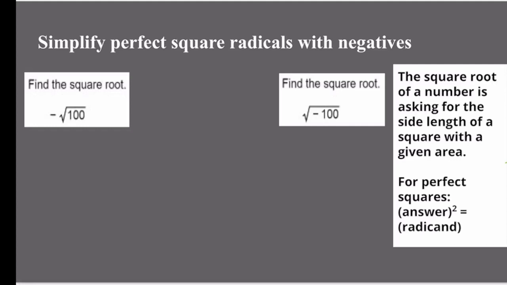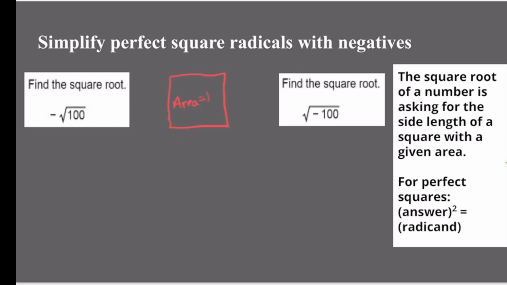Simplify perfect square radicals with negatives. So the square root of a number is asking for the side length of a square with a given area. A perfect square can be drawn if the two sides are equal. And if the two sides are equal, then we have an area, a number of pieces inside.